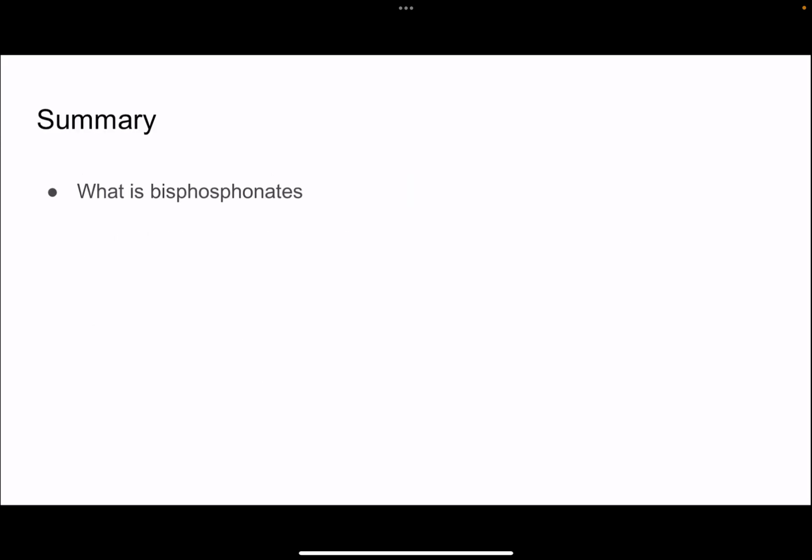So coming to the summary, what are bisphosphonates? Bisphosphonates are the bone stabilizing agent. Basically, they are going to act as an anti-resorptive drug. So what is the mechanism of action?